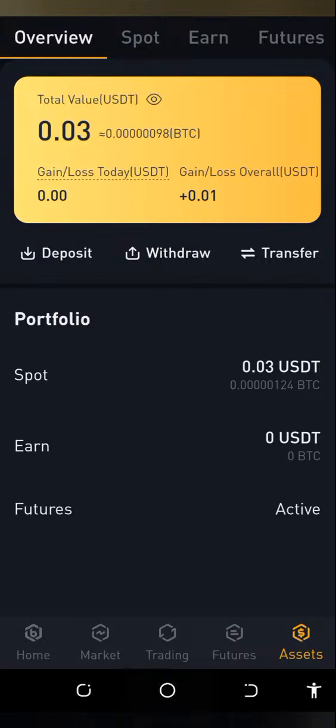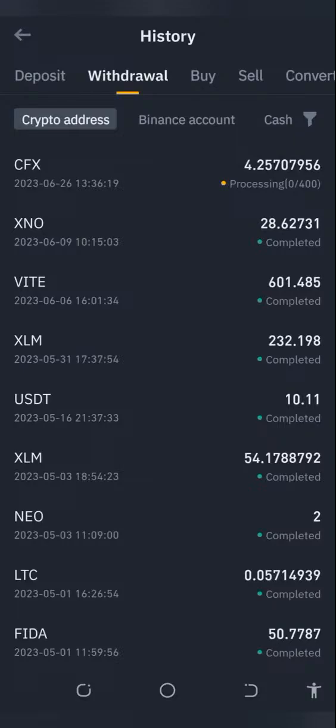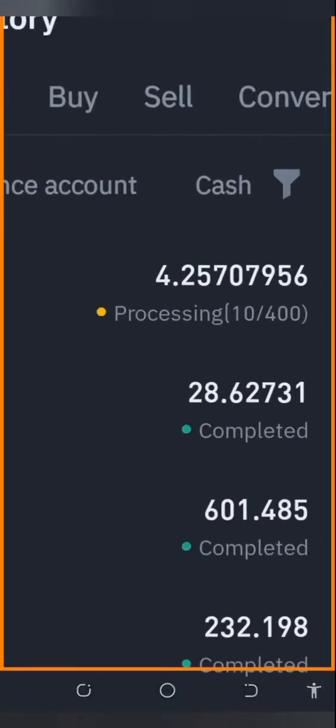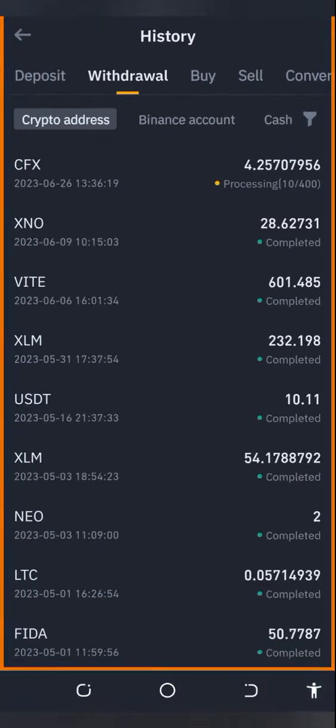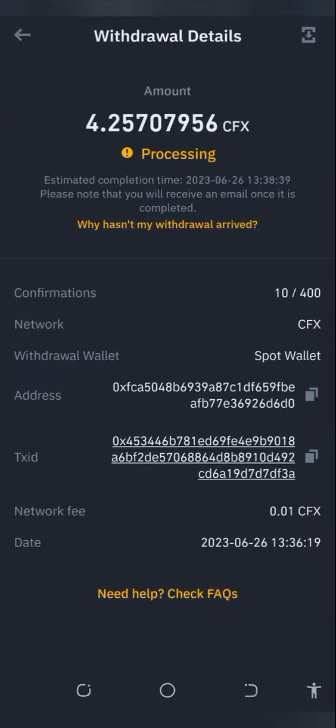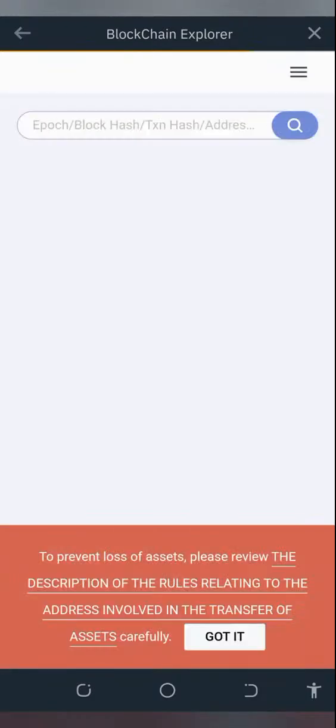Currently, it's still looking like it's processing, okay? So we're still seeing the processing going on. We've gotten 10 out of 400 confirmations. Interesting. I don't know how long this is going to take. No idea, right? Let me click on this, whether this will take me somewhere to see what's going on currently. Well, this is what happens when you're trying to send money through networks. It takes time. It takes time. Okay, to prevent the loss of assets, please. Oh, what's all this? Okay, got it.